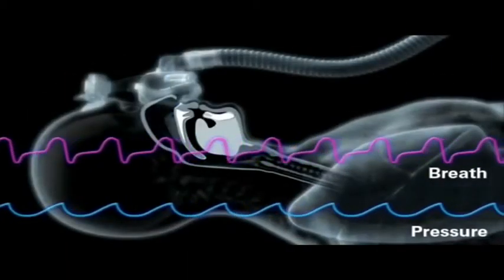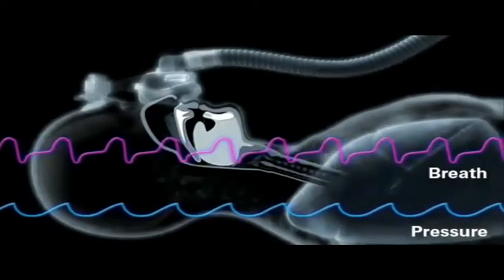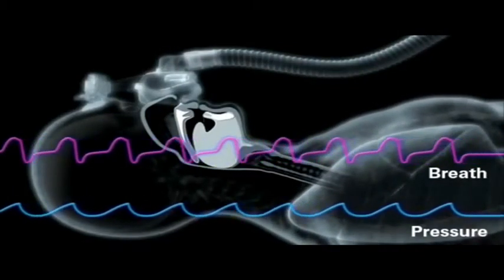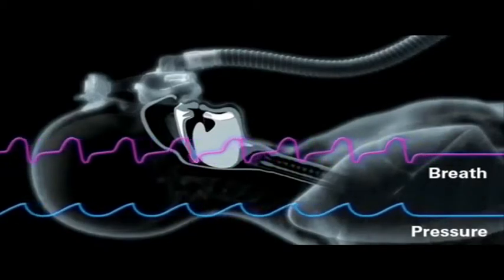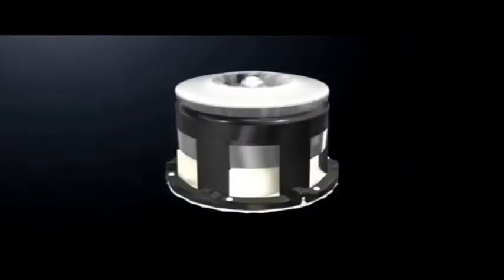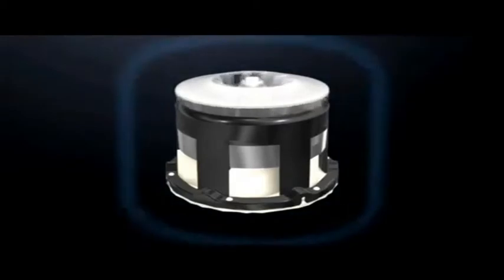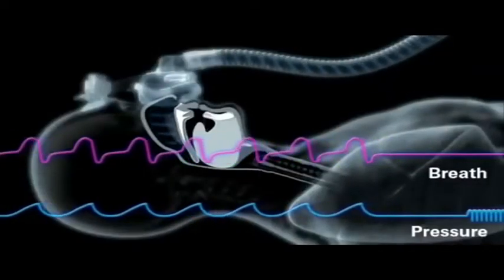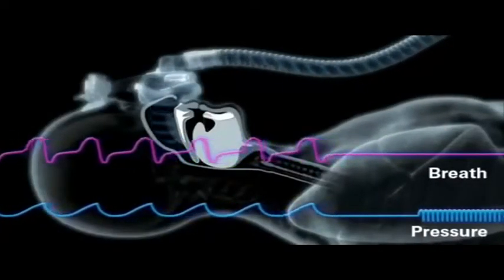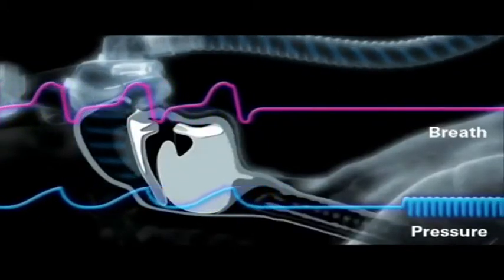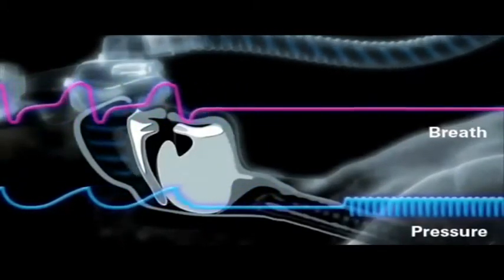Now, ResMed's enhanced Autoset algorithm can detect whether an apnea is obstructive or central. The device generates small amplitude pressure oscillations that flow down the tube and into the mask. The algorithm compares this pressure to its flow response.